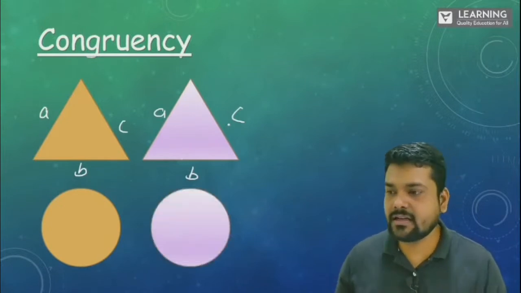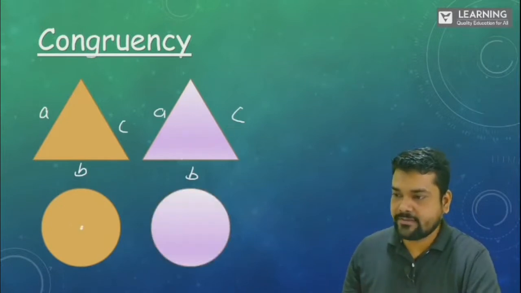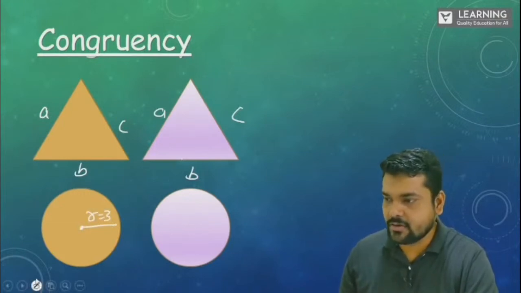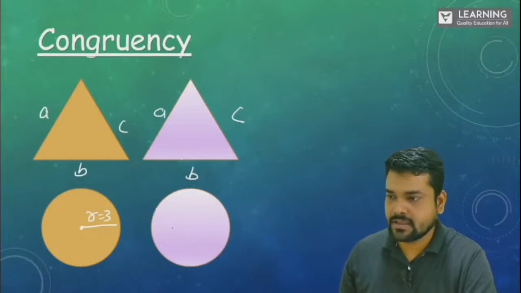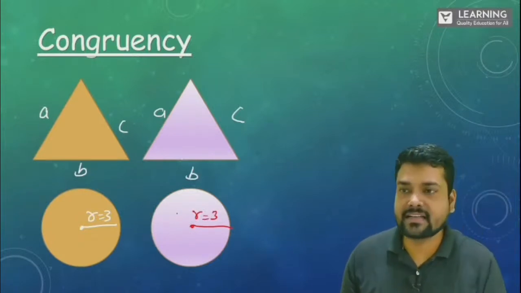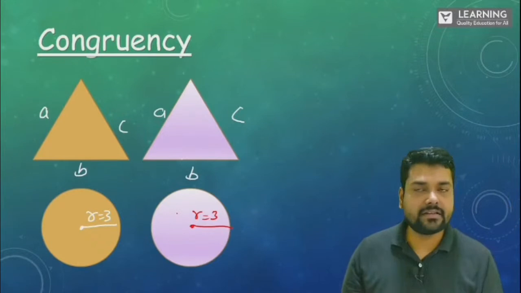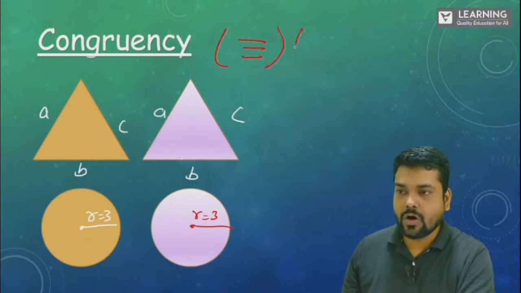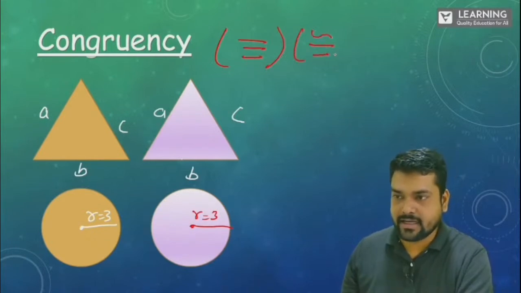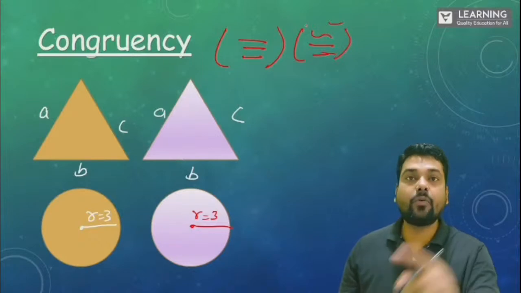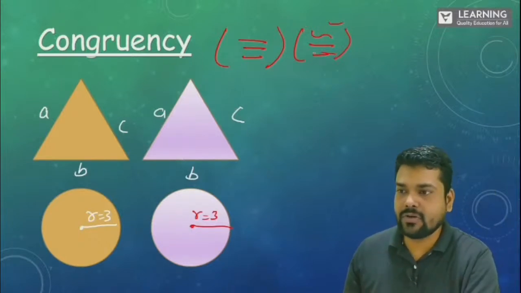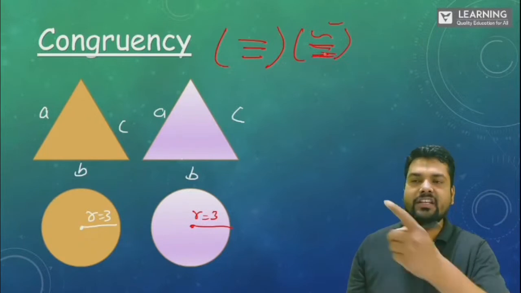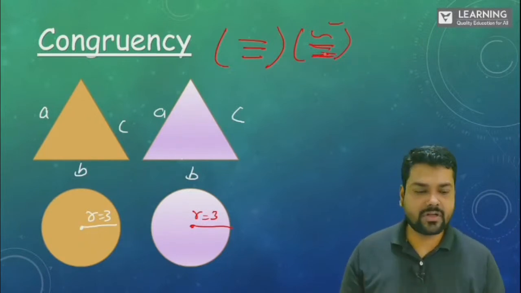If I have to draw a circle, then what will I have to do? I'll have to use the same radius that I have used in the previous circle. So here R will be equal to 3. They should be exactly the same. If they are changing, it is not congruent. So the sign of congruency is either the triple equal to sign or the equal to and similarity sign. Similarity represents equal angles, whereas equal to represents equal sides. So you can use any of the symbols, they are absolutely correct.